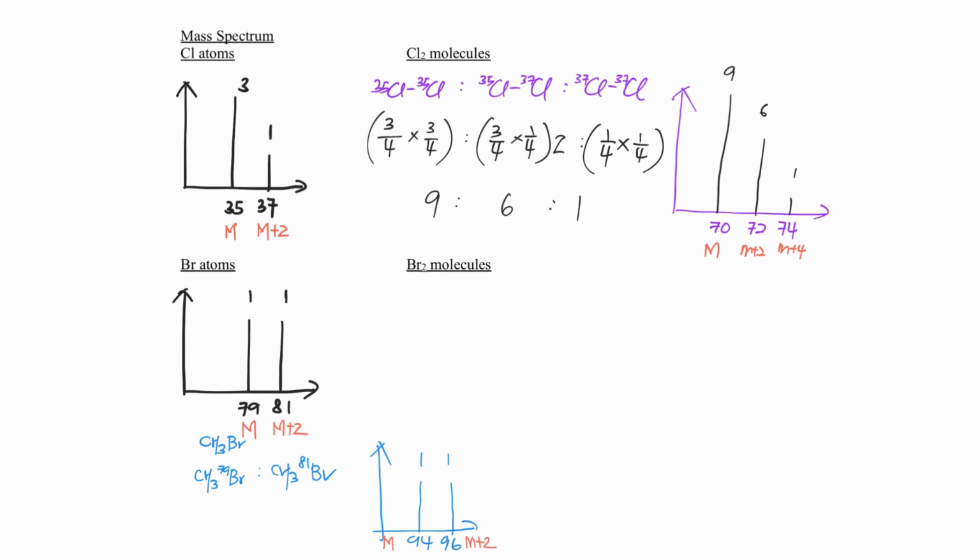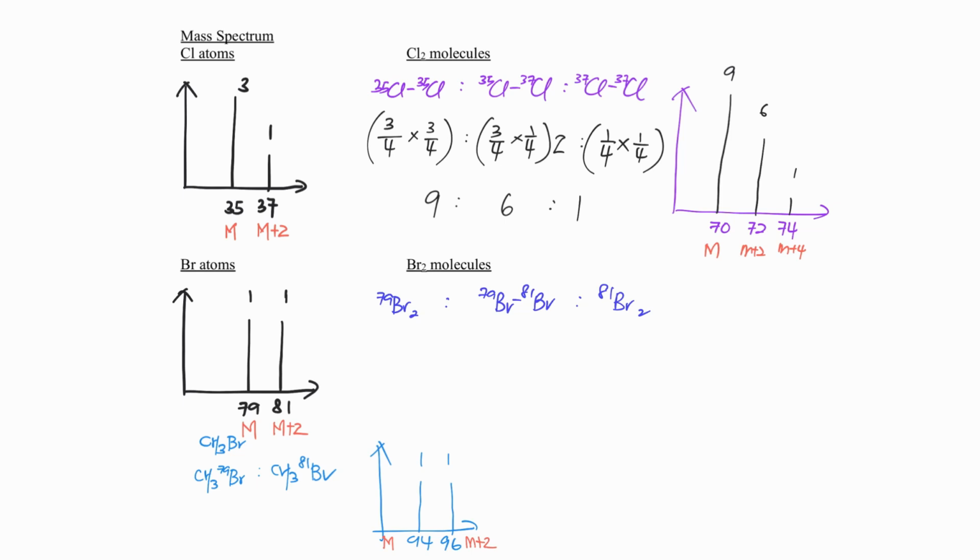So the same thing goes for the bromine molecule. For a molecule with 2 bromine atoms, we could have 79 bromine and 79 bromine, and we have 79 bromine and 81 bromine. So lastly, it's 81 bromine and 81 bromine.